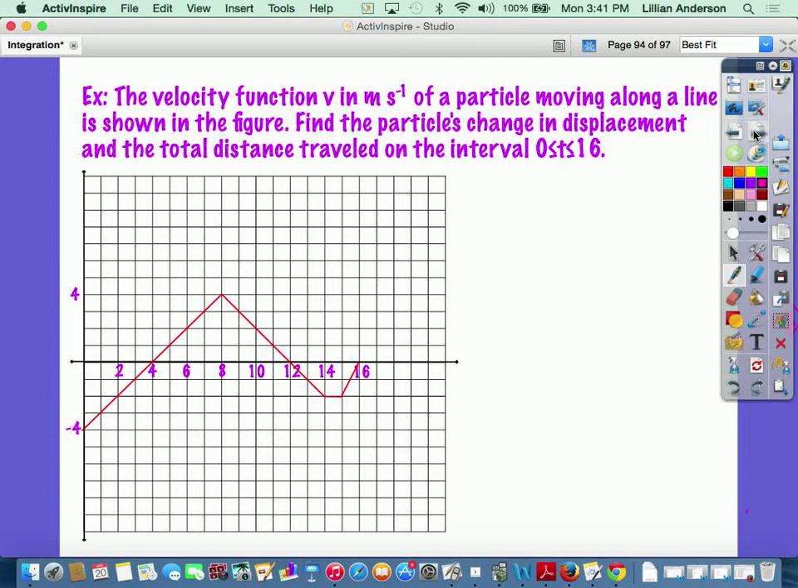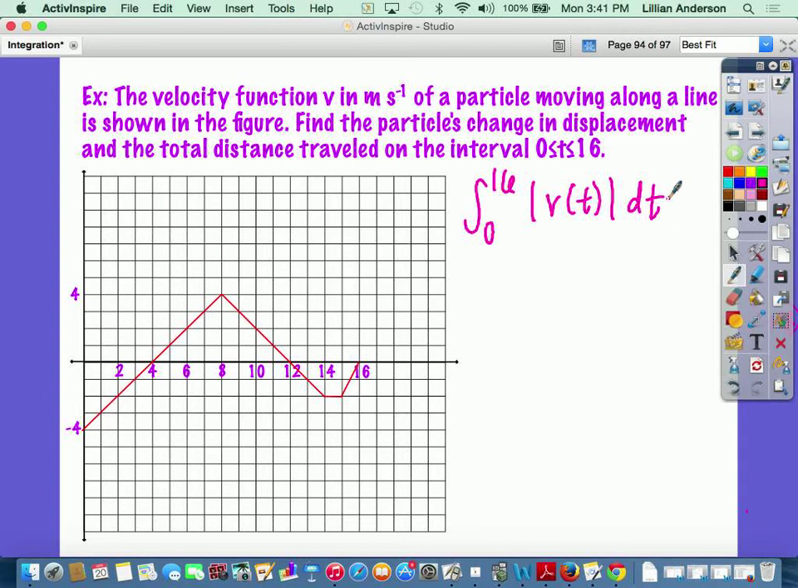Okay? Well, remember, total distance is the absolute value of velocity on a particular interval. So we already know that we're going to have the integral from 0 to 16 of the absolute value of our velocity function. So we already know that much. Now this function is not just like a quadratic or absolute value. It looks like it's a piecewise function.